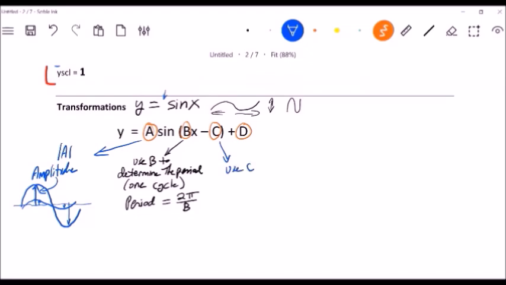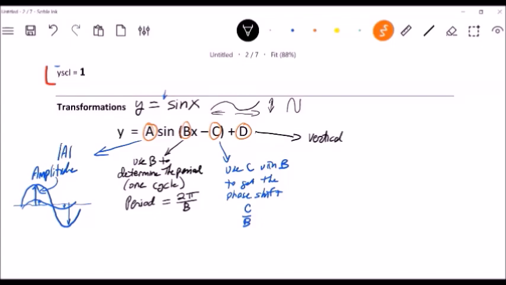Use C with the B to get the phase shift. Phase shift. And we're using a little equation of C over B. And then the last thing is this D, and what that does is this gives us the vertical shifts. Now, C and D do opposite things for us here. The vertical shift is how far up and down. The C over the B will tell us how far to go over one way or the other.